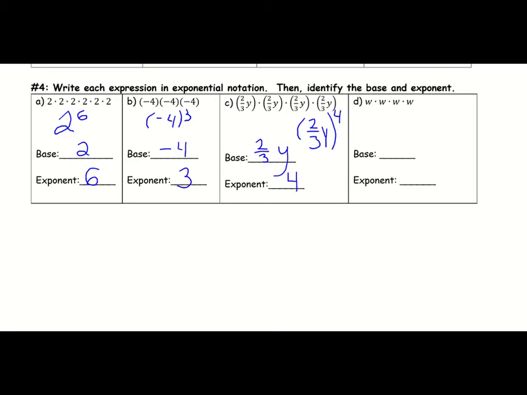Lastly, in letter D, with the w's, my base would be w, because that's what's being multiplied by itself. My exponent would be 4, because I see 4 w's. So this would be w to the 4th in exponential notation, rather than w times w times w times w. So again, exponential notation is a shortcut to writing out the expanded form and how many times I actually was multiplying something.